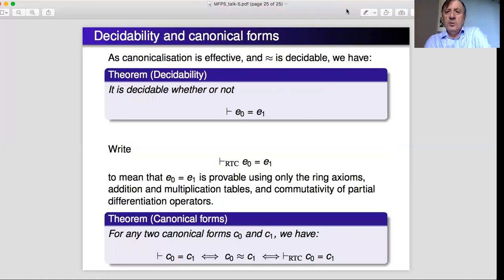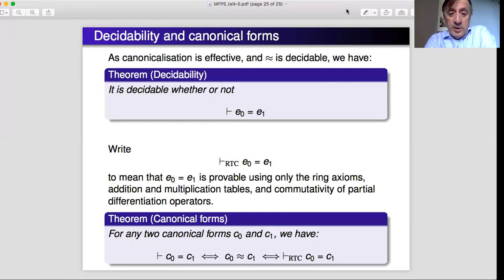And that gives us two theorems with which I'll conclude. The first one is decidability. It's decidable whether or not two expressions are provably equal, and I'd like to know the complexity of that, and I have no idea how to go about finding the complexity of that.